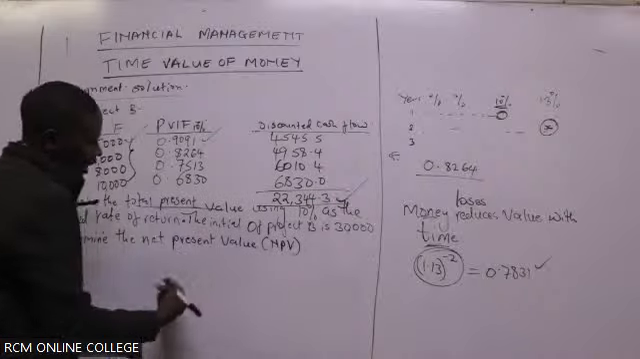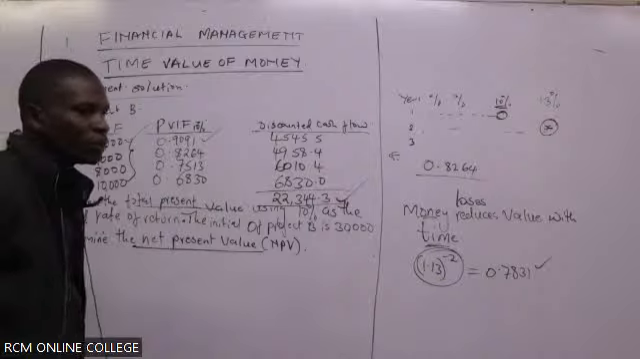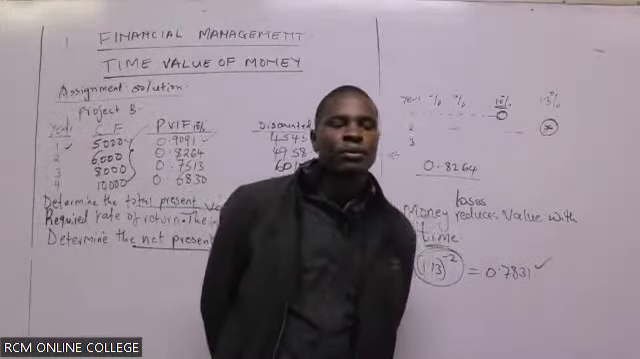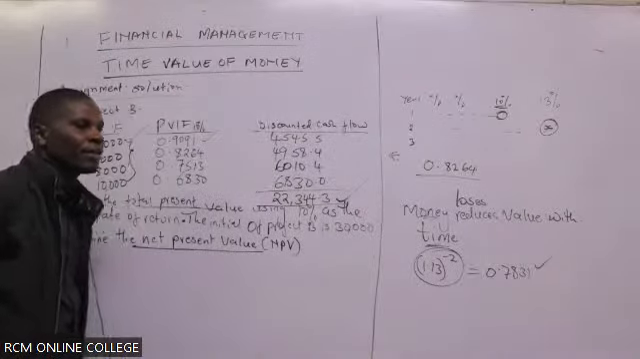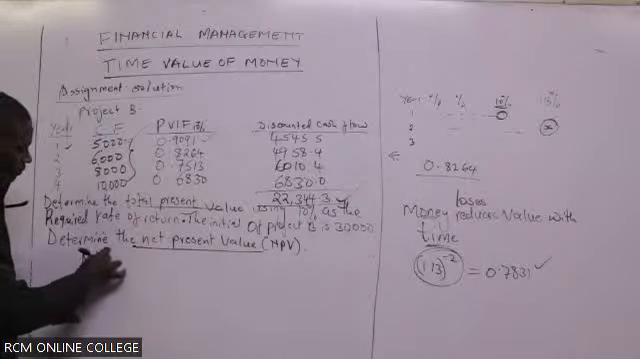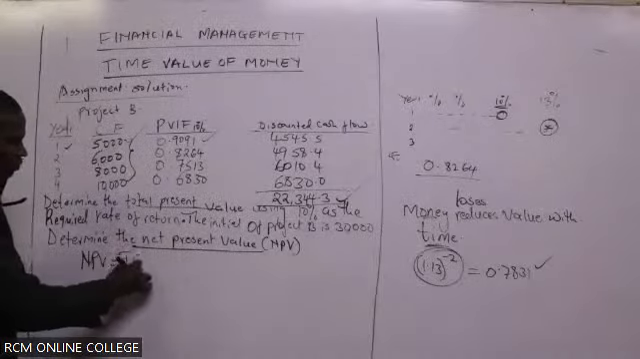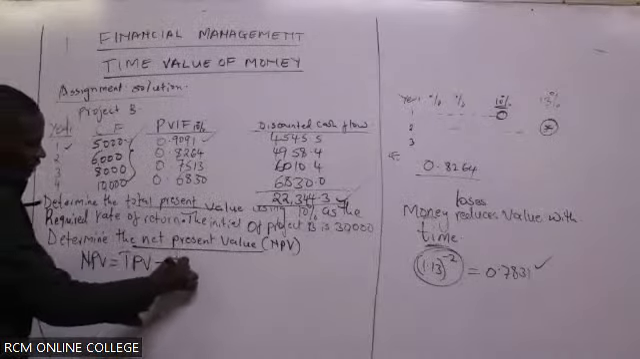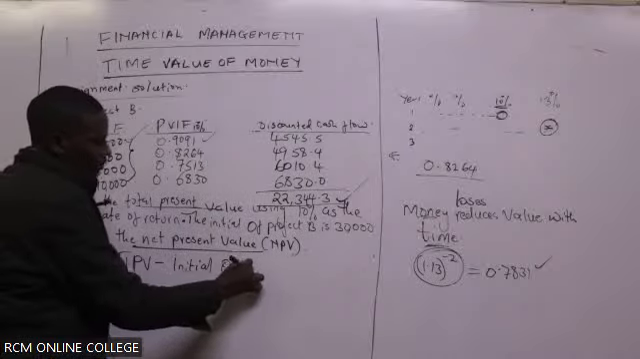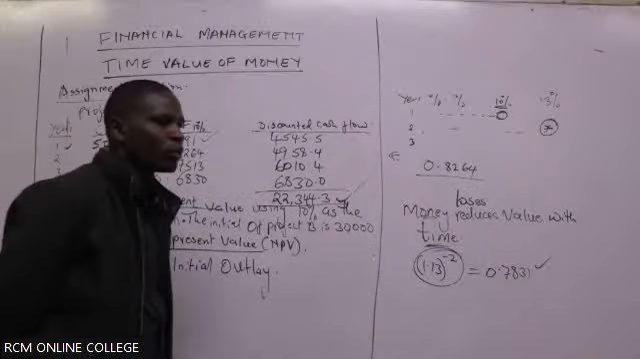NPV, famously known as NPV. What do you think would be the net present value? Class, to determine NPV, we say that it's gotten by getting the total present value minus initial outlay. Now I want somebody to give me their net present value of project B.